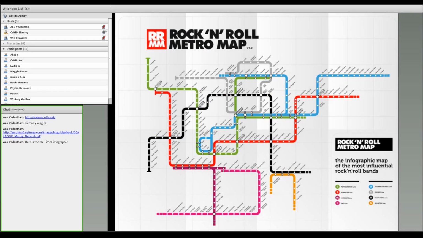This is the rock and roll metro map. So again, the idea of using a convention from one type of visualization in a totally new way. So this looks exactly like a subway map, but it's actually charting different rock and roll bands. Each stop on the map is a band, and each of the lines is a different genre within rock. So there's a pop line, a punk line, alternative, heavy metal, and then you can transfer at the bands that cross over. So using this convention to tell a totally different story in a cool way.